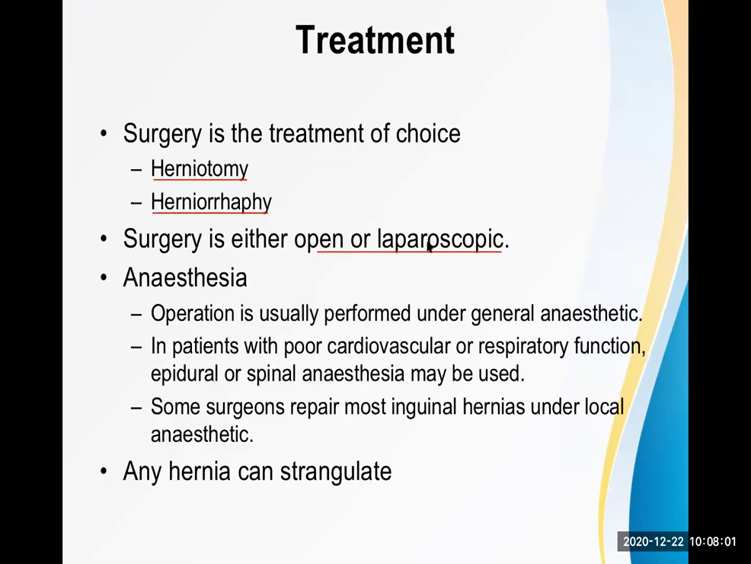a laparoscope instrument. Regarding the anesthesia, operation is usually performed under general anesthetic. In patients with poor cardiovascular or respiratory function, epidural or even spinal anesthesia may be used because general anesthesia may be dangerous in them. That is the reason. Some surgeons repair inguinal hernia even under local anesthetic. So if both general anesthetic and spinal anesthetic are a bit risky, then you can also go for local anesthetic. Okay, some of the surgeons can even do like that.